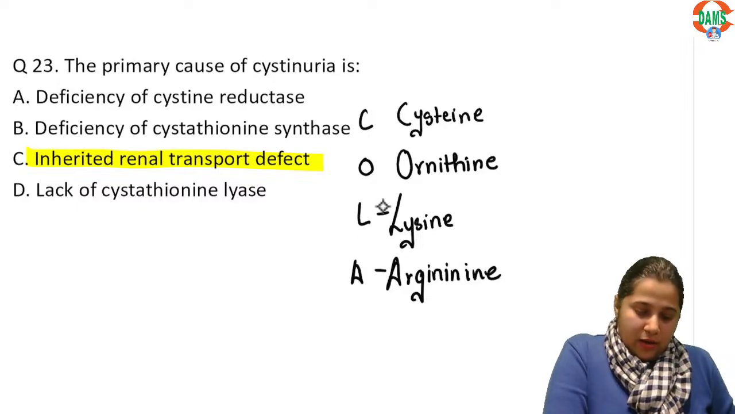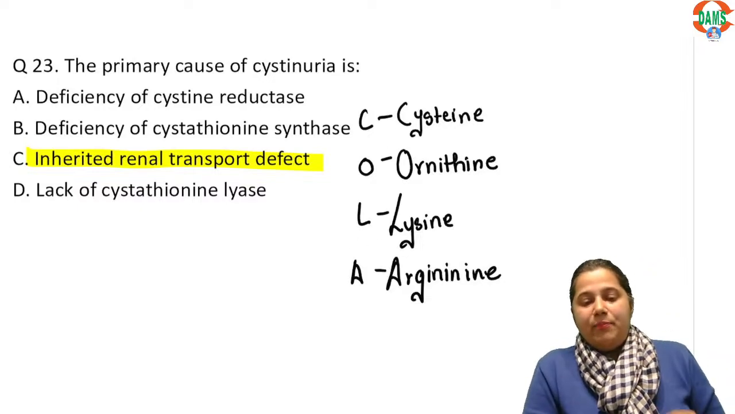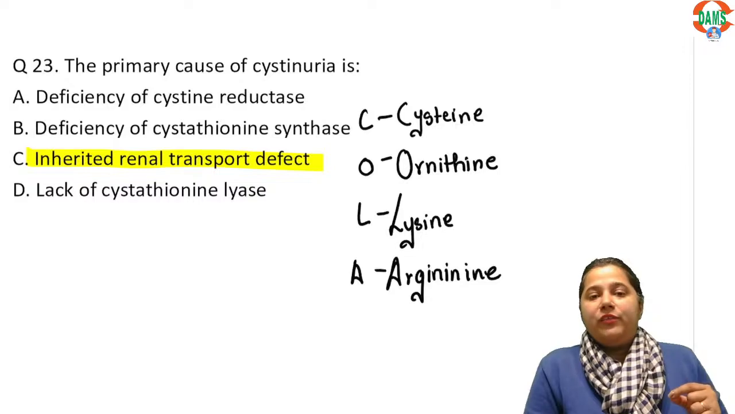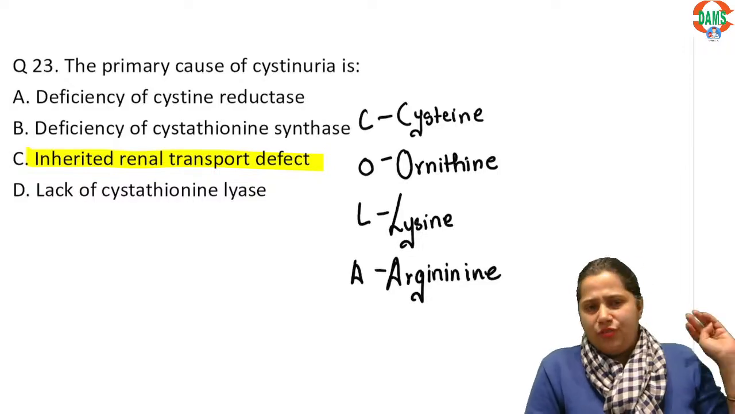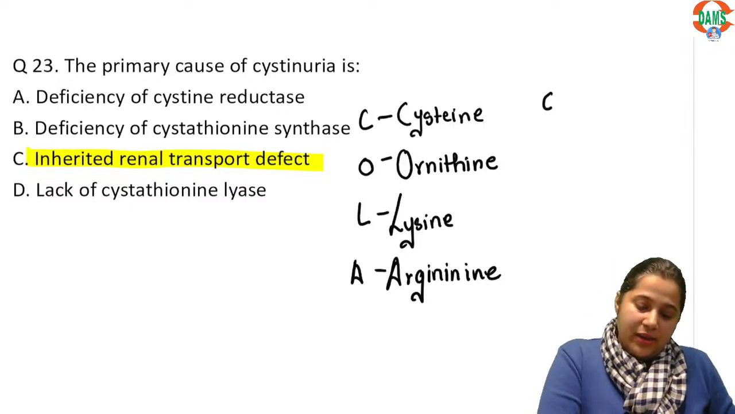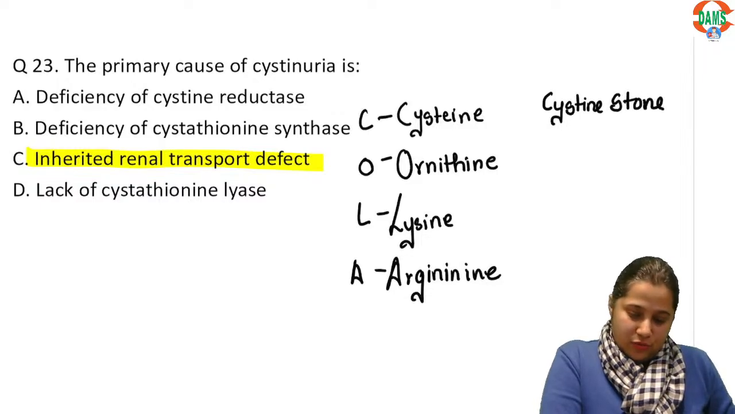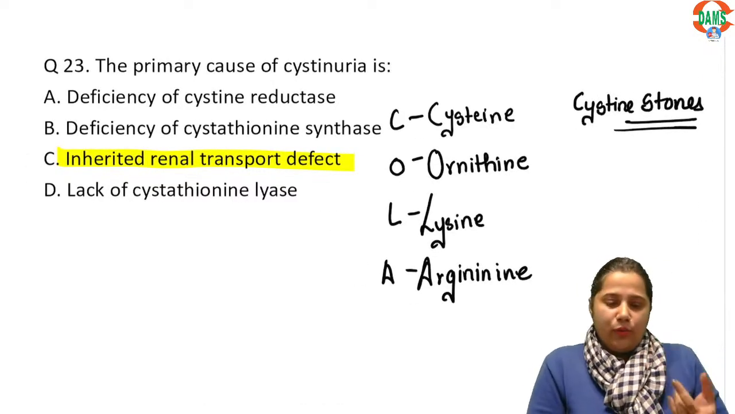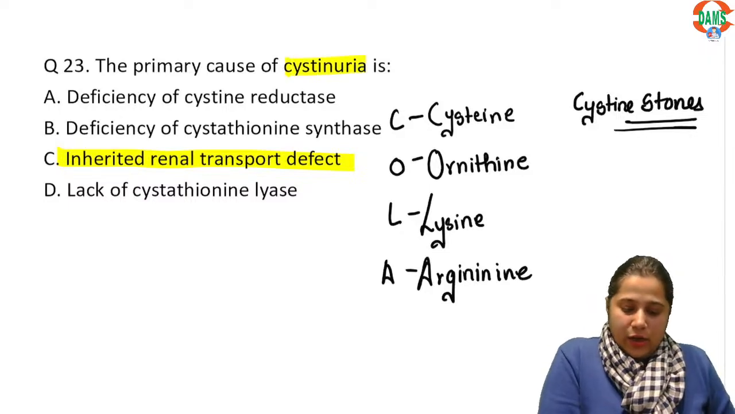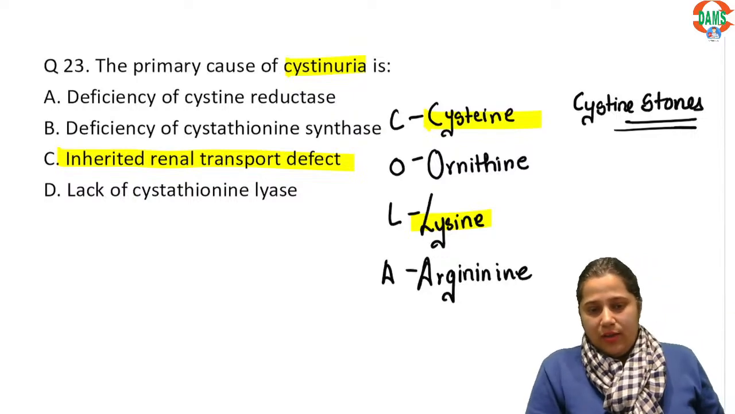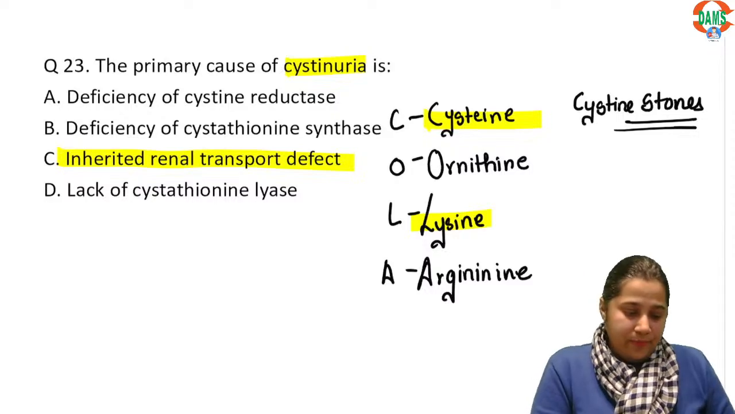Yes, COLA, whatever you want to remember. But the primary cause of cystinuria is the renal tubular transporter defect in which the 4 amino acids are lost in urine, because of which it can also present with cystine stones. It is a renal tubular transporter defect in which 4 amino acids are not reabsorbed and are lost in urine.